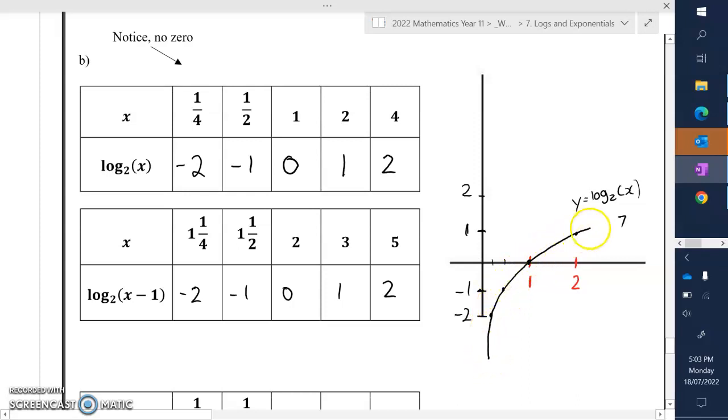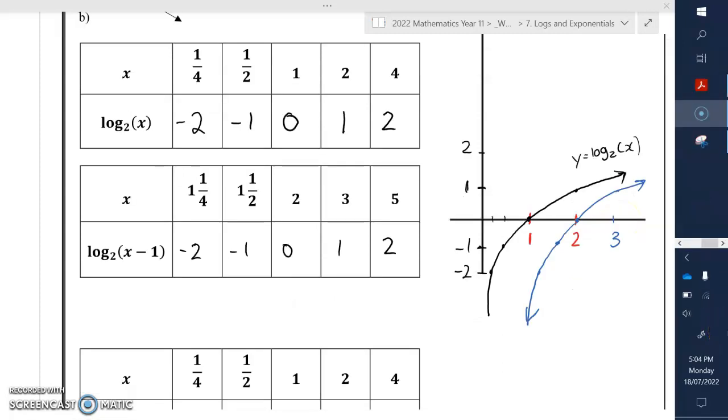Go ahead and draw your next one for me. Okay, and there's my second graph. Again, it's a sketch, it's not perfect. The top should probably be a little bit further down like this, but that's the gist of the graph. So from x to x minus 1, we've moved the graph 1 unit to the right, or we've translated it 1 unit to the right.